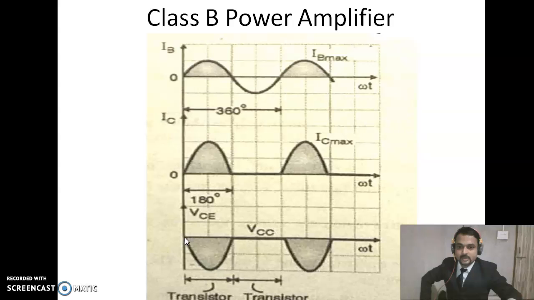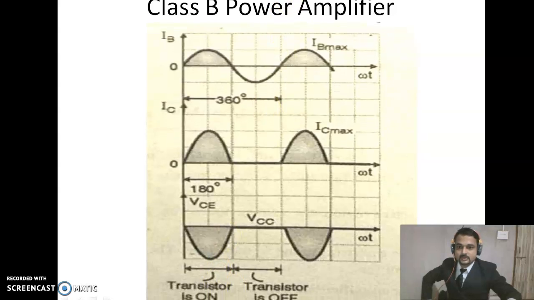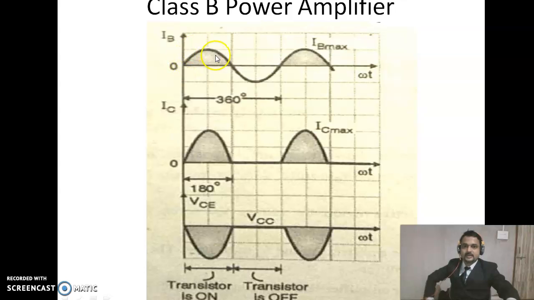Because there is a 180-degree phase shift in the output voltage waveform, we get the negative half cycle of collector-emitter voltage, and during the negative half cycle of base current we get no output voltage. The transistor is in the on state during the positive half cycle of base current, because it is in the active region, and in the off state during the negative half cycle of base current, because it is in the cutoff region.